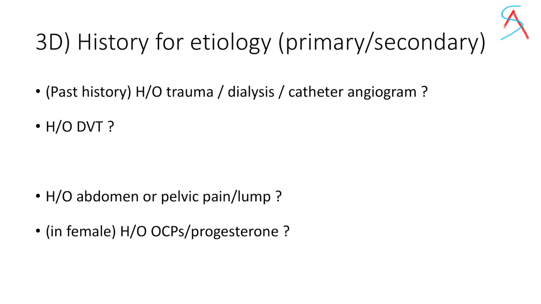Then we have to ask the history for the etiology. We can ask about any history of trauma, dialysis or catheter angiogram, or whether any AV fistula was formed. This we can ask in the past history section also. You can ask about a history of DVT or any history of abdominal pain or lump. Only in a female patient do you ask the history of OCP or progesterone. Make sure in front of your examiner you don't present a case of a male patient where you are mentioning OCP and progesterone. It would be too funny.